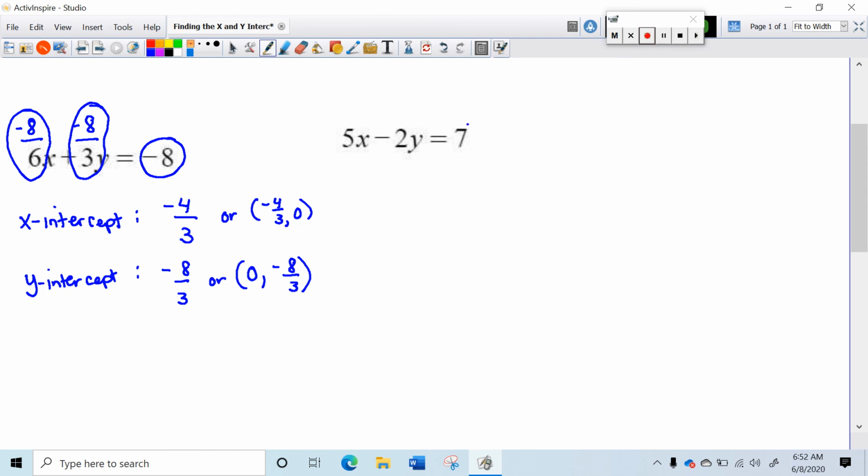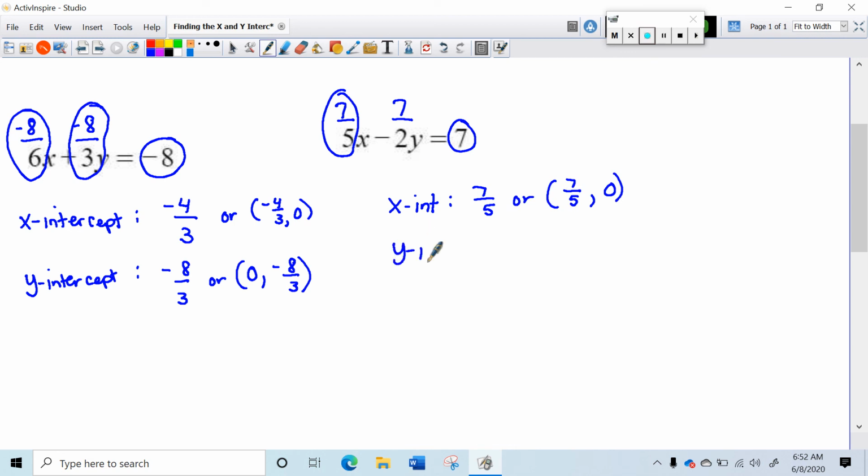Okay, so again, what we did is we took the constant and popped it up top of each x and y value. We didn't change any signs. Now, in front of x is the x-intercept, 7 over 5. If I want to write that as a point, that means my x value would be 7 over 5, the y value would be 0.